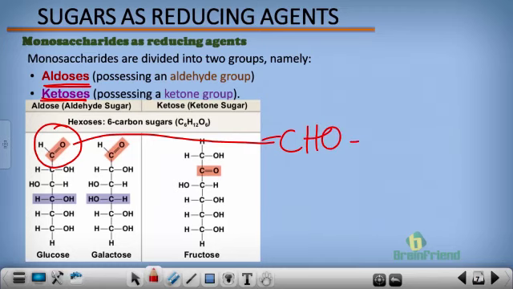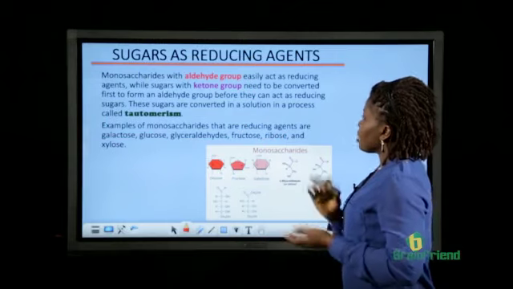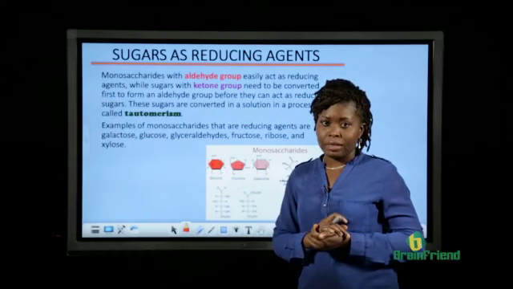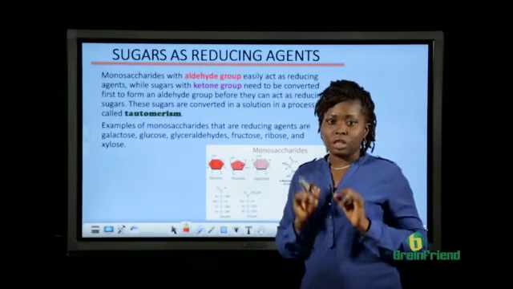So, these are aldehyde sugars, for example glucose and galactose. An example of a monosaccharide that is a ketose is fructose, okay? You can see that it has this functional group, all right? So we can have sugars existing as aldoses or as ketoses. Now, monosaccharides with aldehyde groups easily act as reducing sugars. They are naturally reducing sugars.